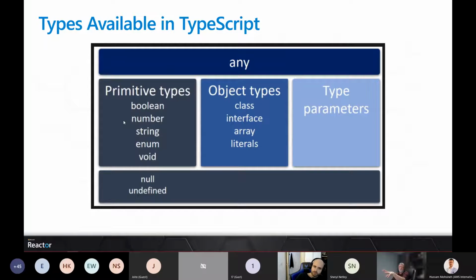With any, we have primitive types: Boolean, number, string, etc. We have a void type if we need to indicate specifically that there is no return type from a function. There are object types, classes, interfaces. Again, next week we're going to have a session on interfaces in TypeScript.